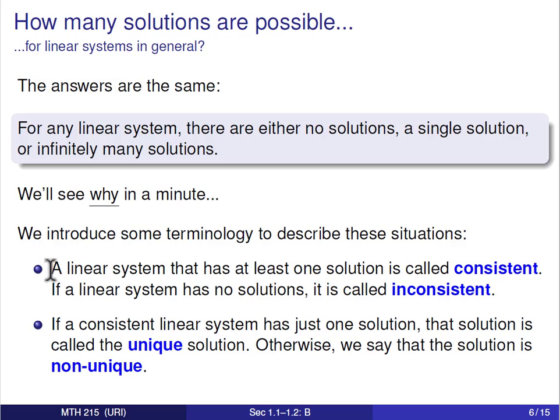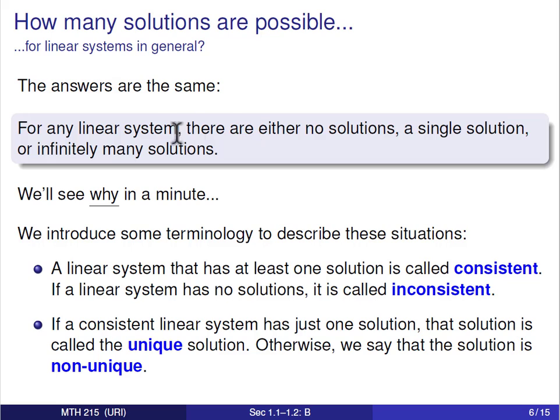And so what these mean are this. A linear system that has at least one solution is called consistent. If a linear system has no solutions, it's called inconsistent. So the first type of solutions here, no solutions at all, that would be an inconsistent system. The latter two, having a single solution or having infinitely many, these would both be considered consistent systems. Next, if a consistent linear system has just one solution, that solution is called the unique solution. Otherwise, we say the solution is non-unique.